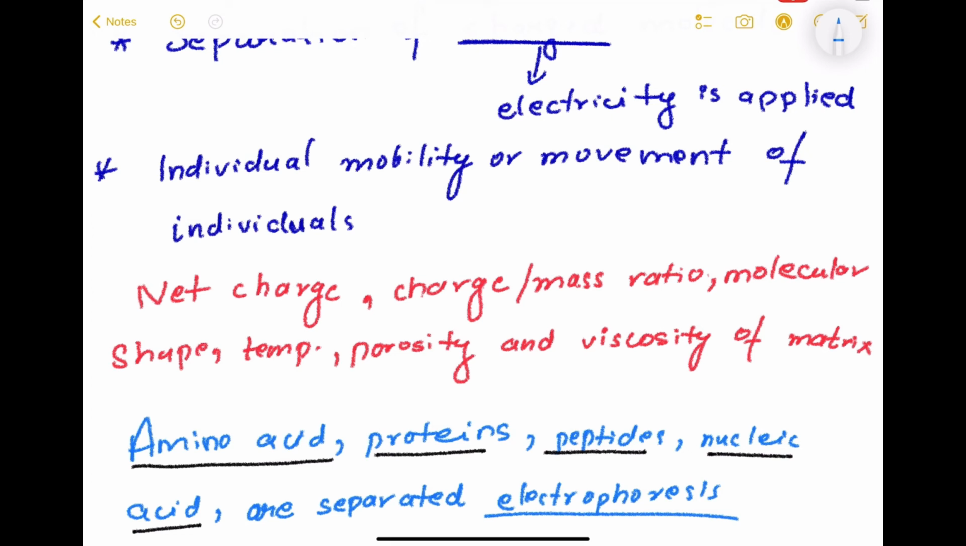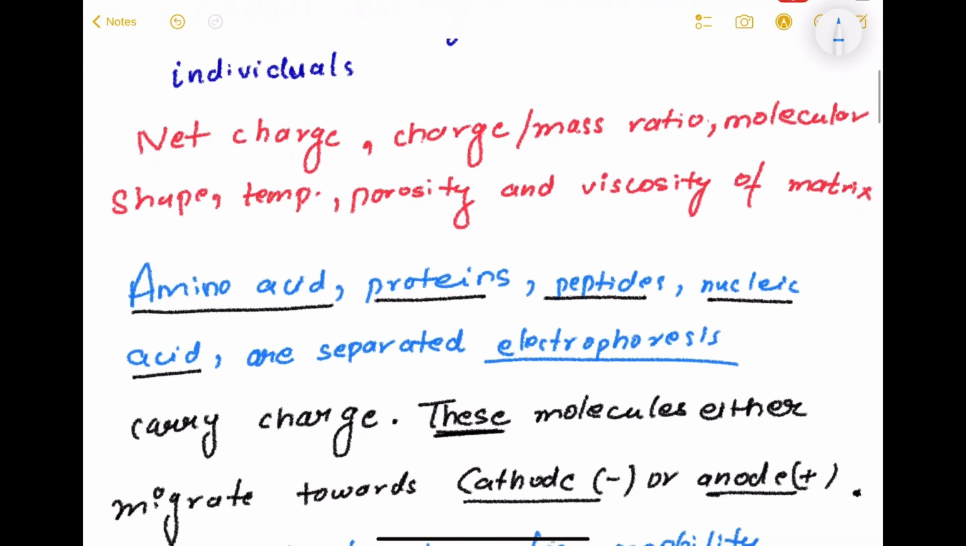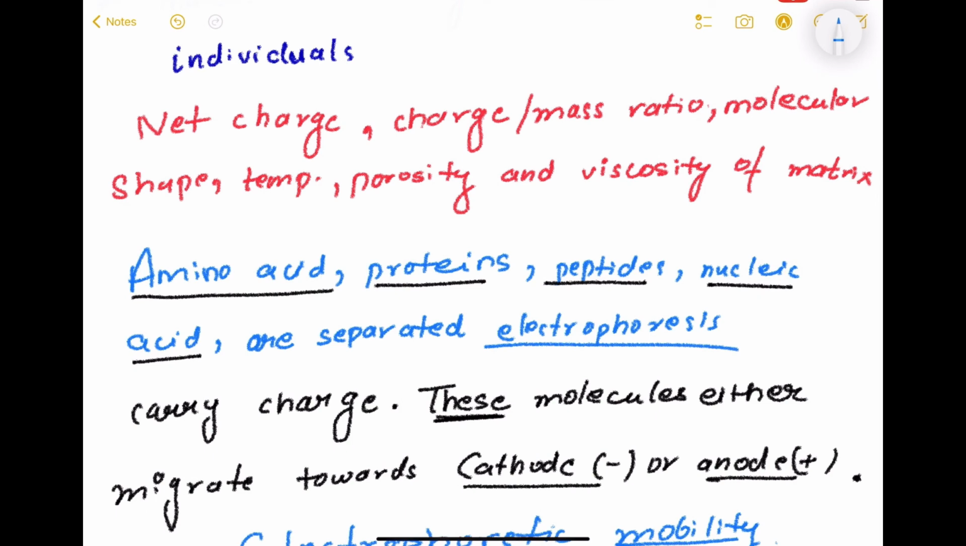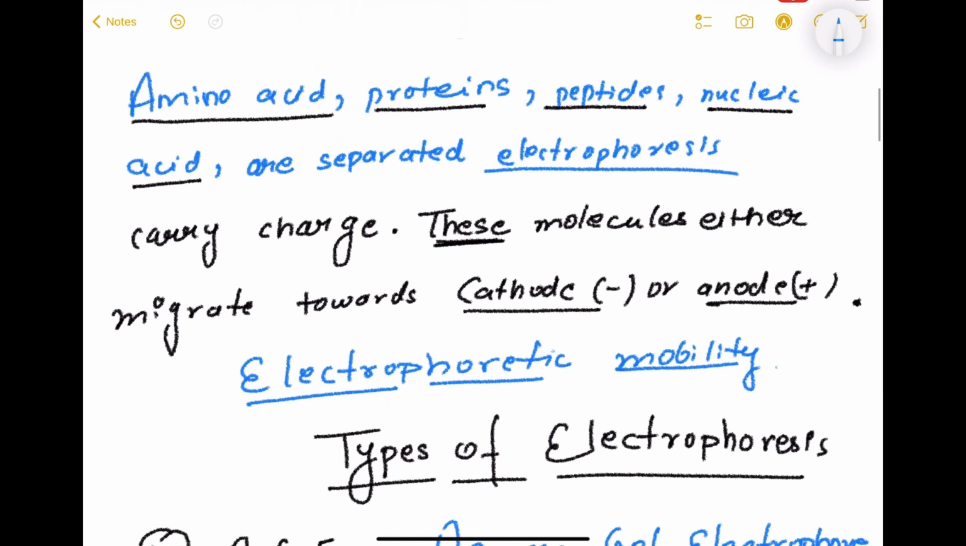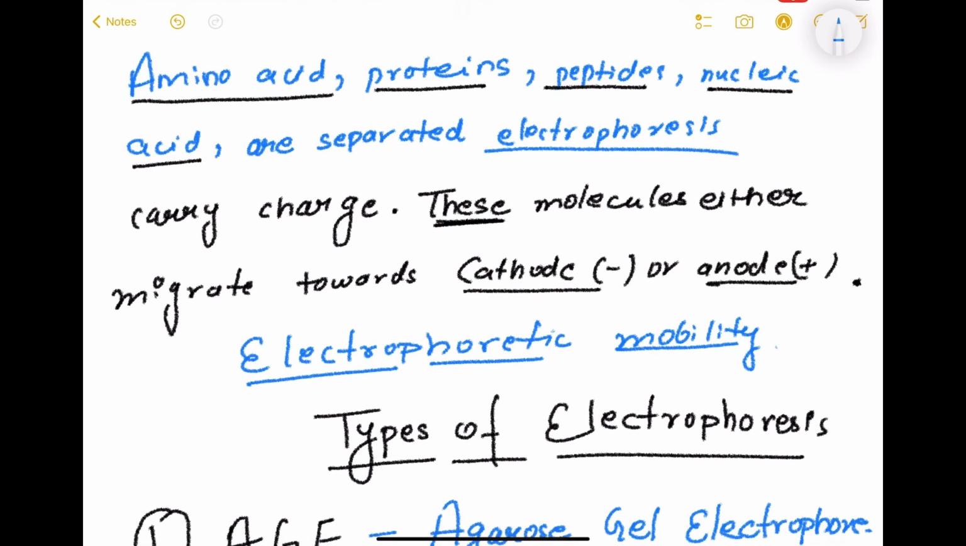What are the biomolecules which can be separated by electrophoresis? Amino acids, proteins, peptides, nucleic acids and nucleotides are separated by electrophoresis. All these molecules carry charge. They migrate either towards the cathode, which is negatively charged, or the anode, which is positively charged. This is known as electrophoretic mobility.